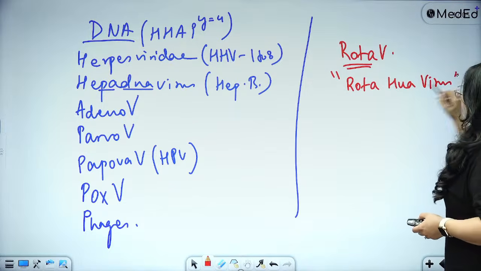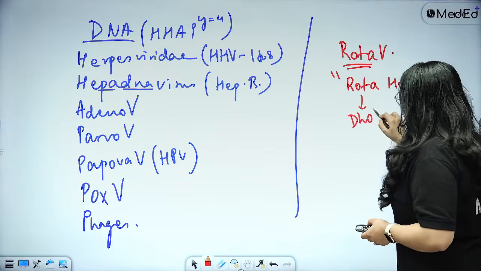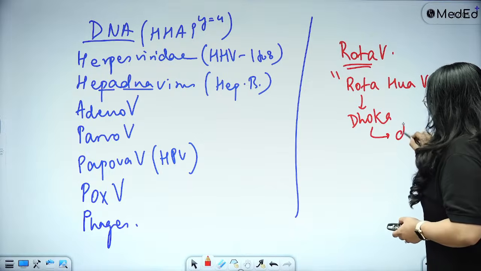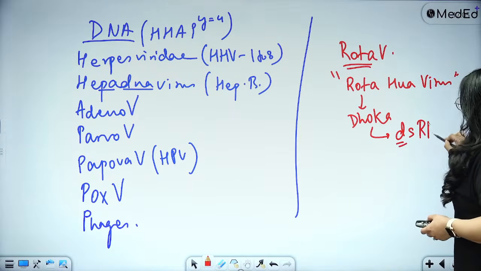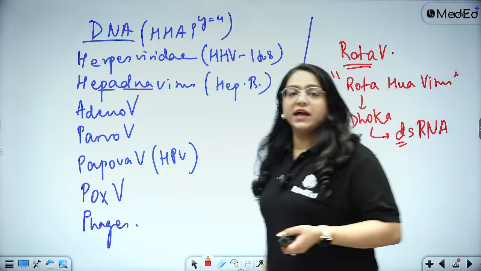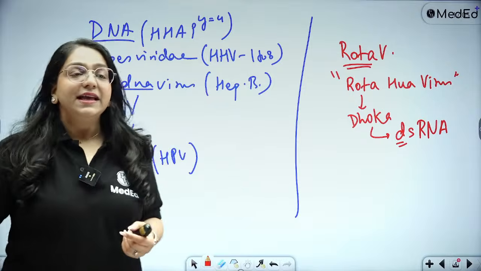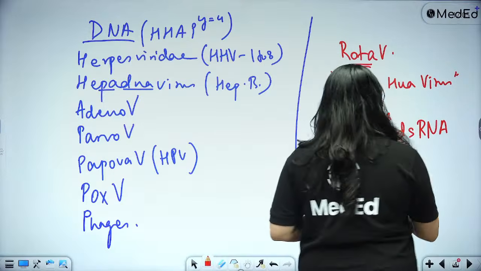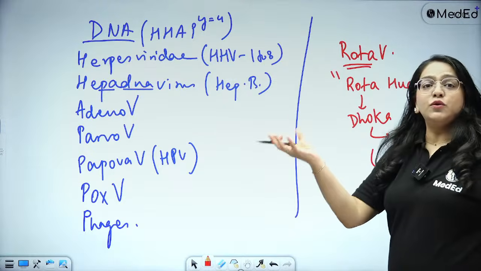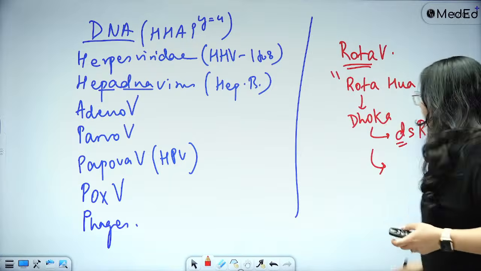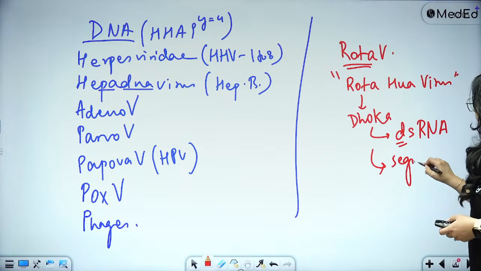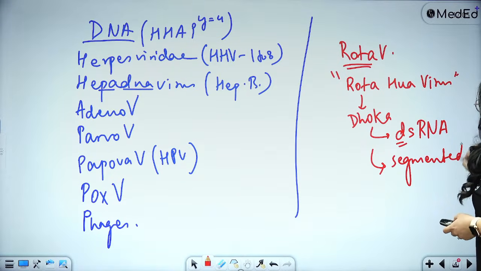Because what has happened with it? Dhokha. What is dhokha? Dhokha means double-stranded RNA. It's R for rota, R for RNA, but it's a double-stranded RNA. That's the dhokha which it got. And when you get dhokha, your heart breaks into segments, many segments. So it has a segmented RNA. Segmented RNA genome it has.